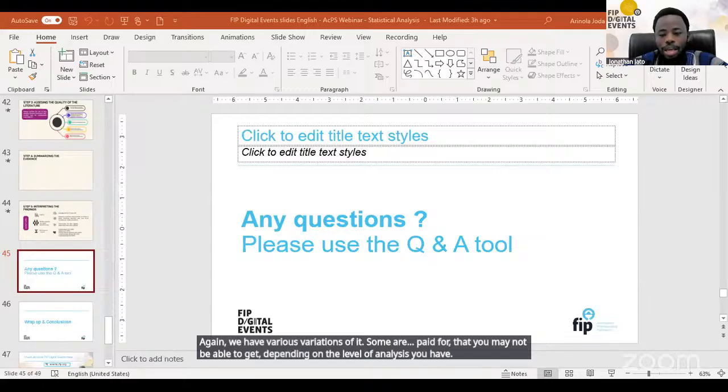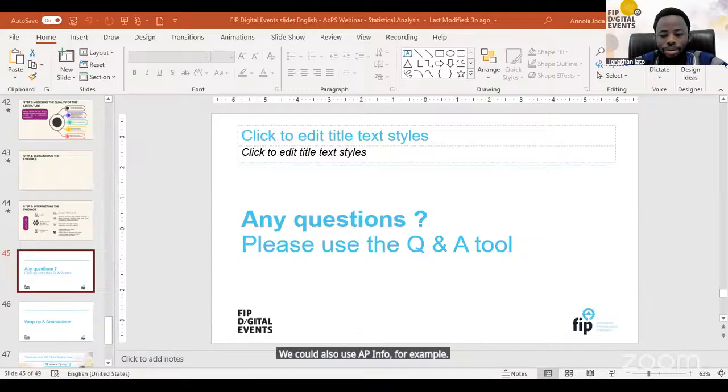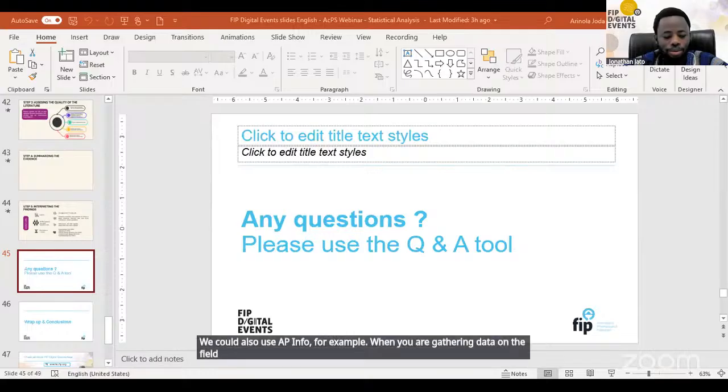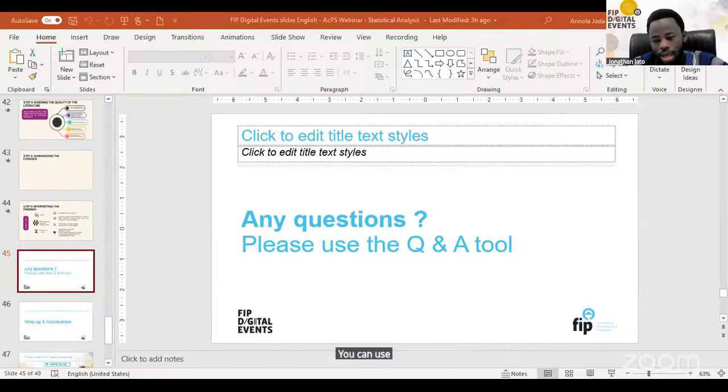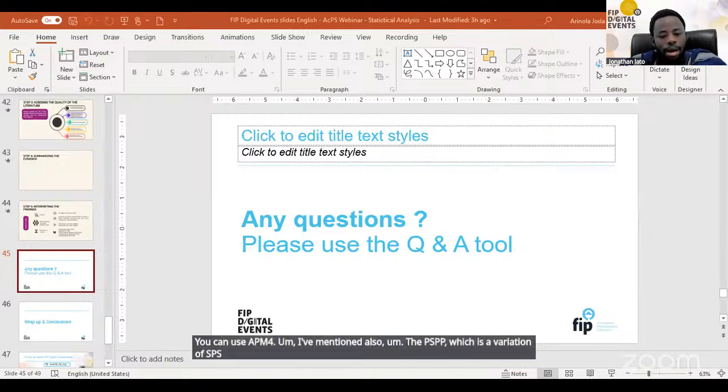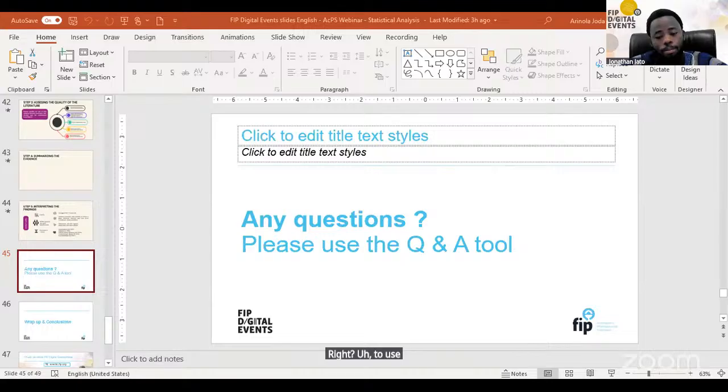We could also use EpiInfo, for example, when you are gathering data on the field and you want to do both qualitative and quantitative analysis. I've mentioned also PSPP, which is a variation of SPSS, but that one is quite difficult to use in my perspective, compared to R, which is a coding software, and there are a host of others.